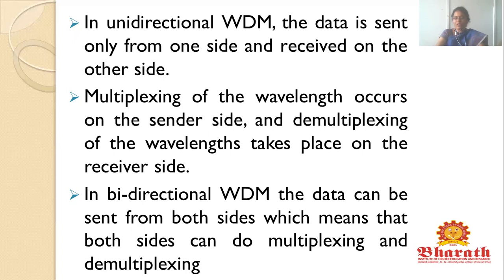So WDM is divided into two types. One is unidirectional, another one is bidirectional wavelength division multiplexing. In unidirectional WDM, the data is sent only from one side and it is received on the other side. And in the bidirectional way, the data can be sent from both sides, which means that both sides can do multiplexing operations and demultiplexing operations.